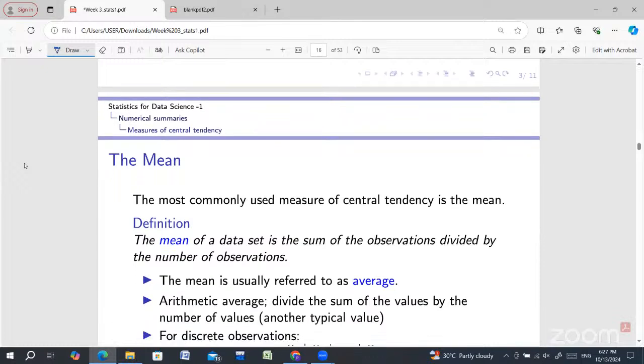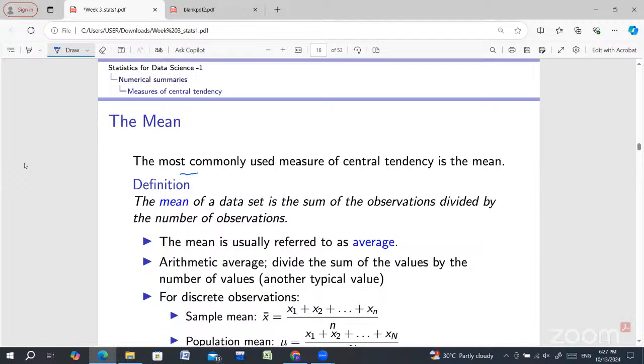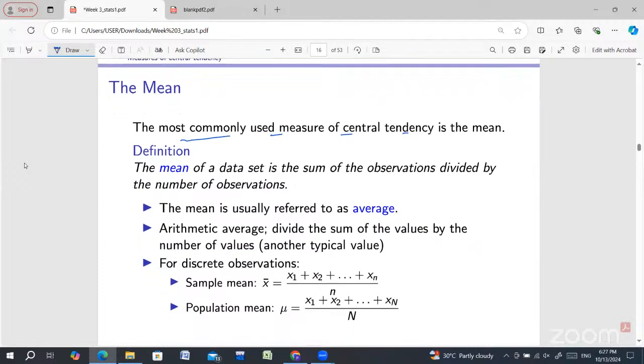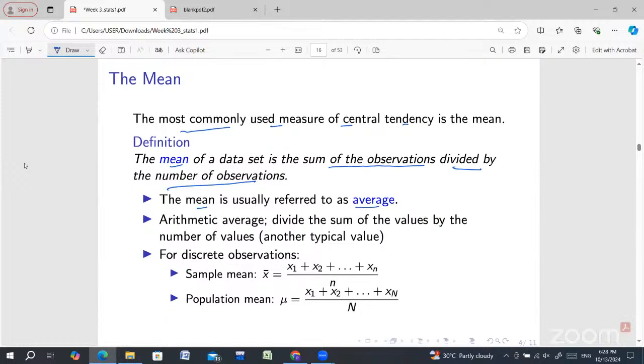The first measure of central tendency is the mean. This is the most commonly used measure of central tendency. The definition of mean: the mean is the sum of the observations divided by the number of observations. Mean is also called the average. So this is basically your arithmetic mean.